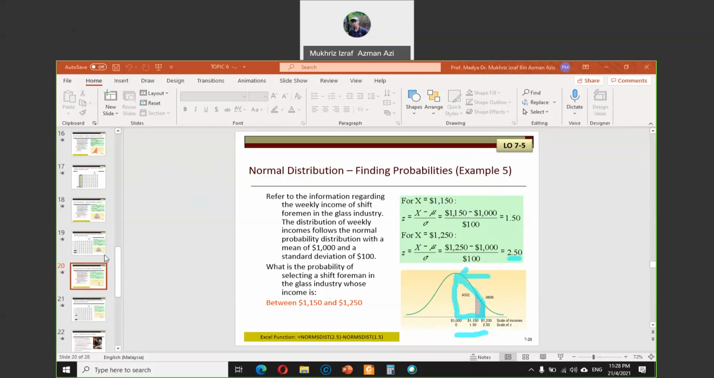Likewise, if you refer to 1.5, it will be this area, 1.5 until 0 as well. So that leaves us with this remaining area, the one that we want to calculate, which is the one in yellow. To solve this problem, just refer to the value of 2.5, the area in blue, minus the area of 1.5, the area in red, which gives you the area in yellow, or the solution to the problem.